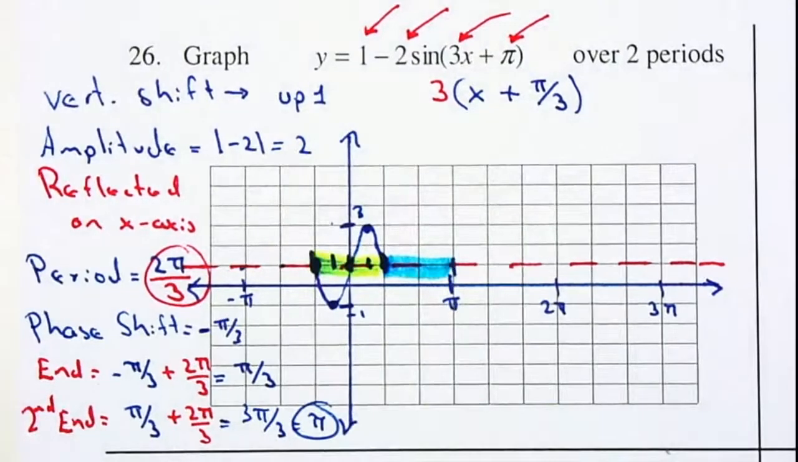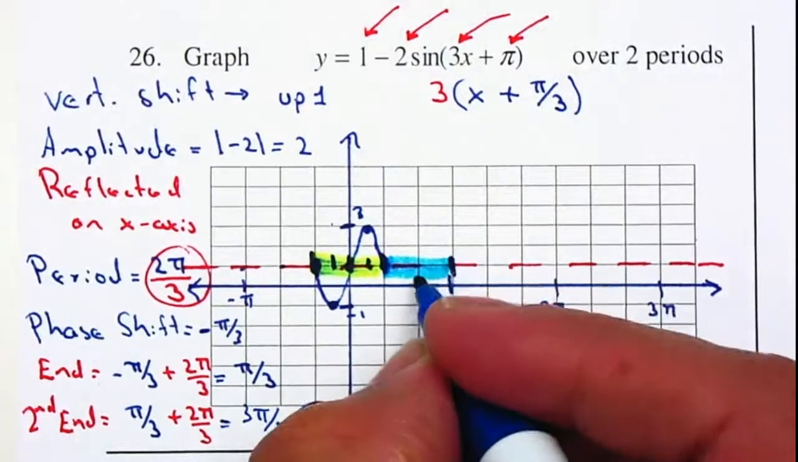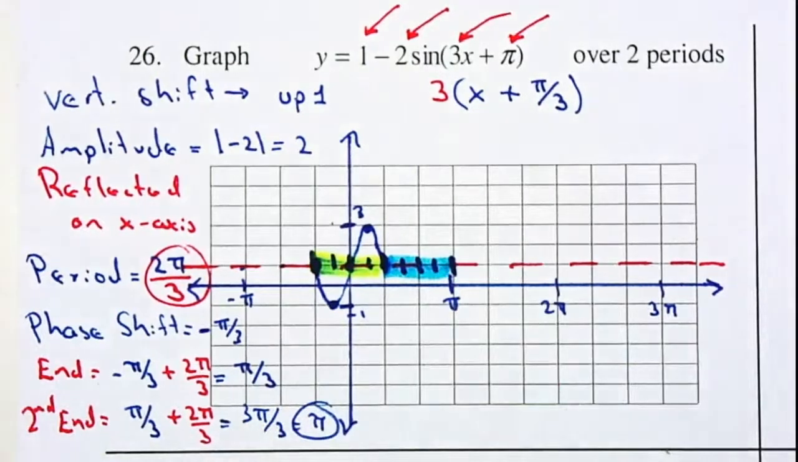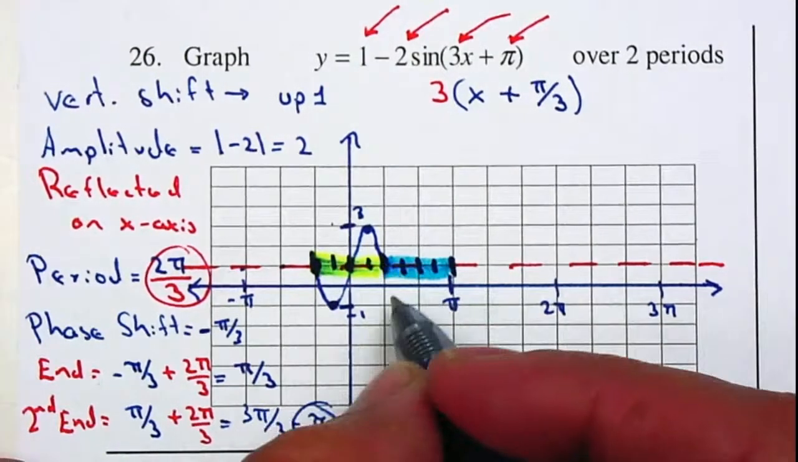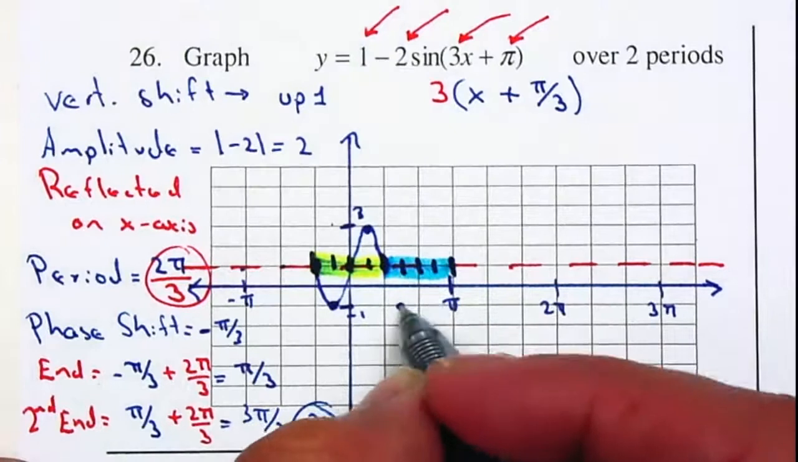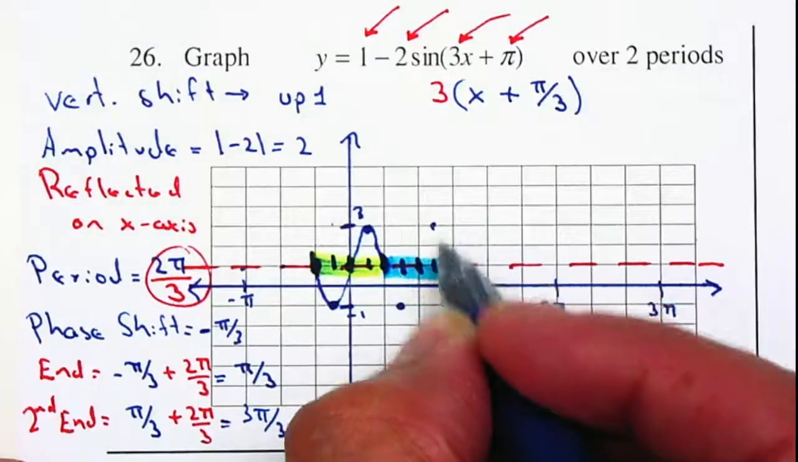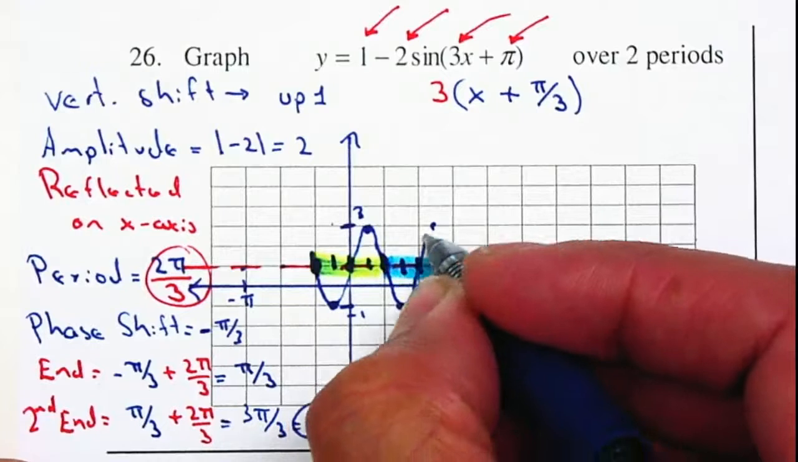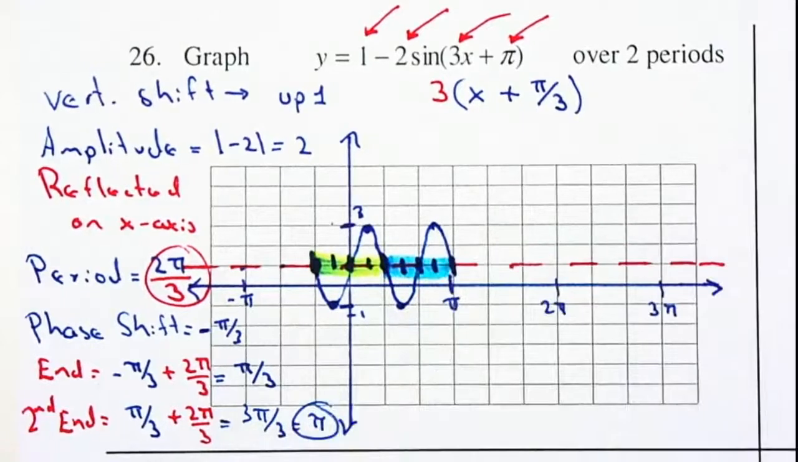So once again, we're going to divide it in 4 sections. Half it, half it, half it. And we're going to continue. So start at 0, down to -2, back up 2 to 0, up 2, back to 0. And this is my graph for sine.